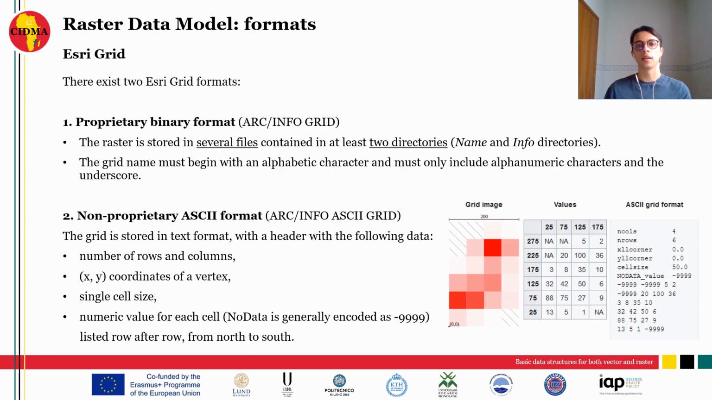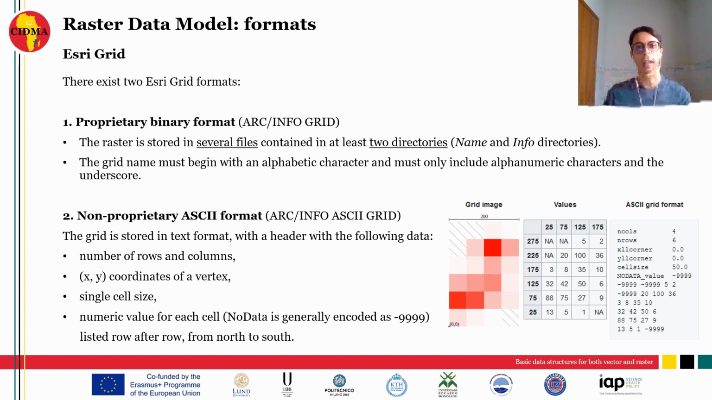Now let's have a look at the existing formats that are used for the raster models. The first one is the Esri grid format. Actually, there exist two types of Esri grid. The first one is a proprietary binary format that is also known as ArcInfo data. In this format, the raster is stored in several files that are contained in a set of directories. At least two directories are needed, and they are called name and info directories.